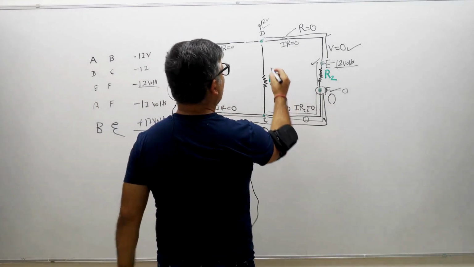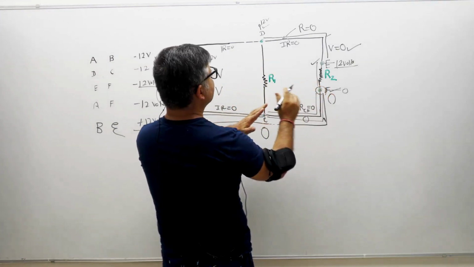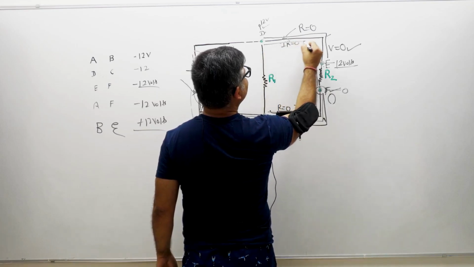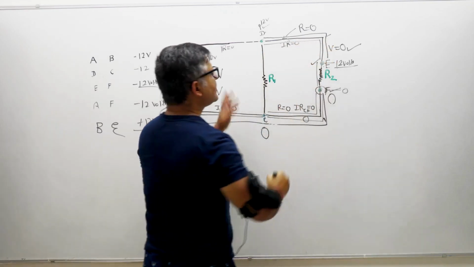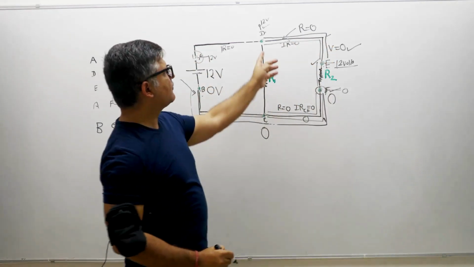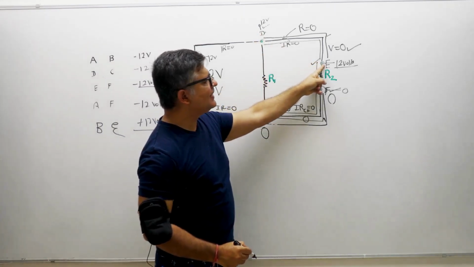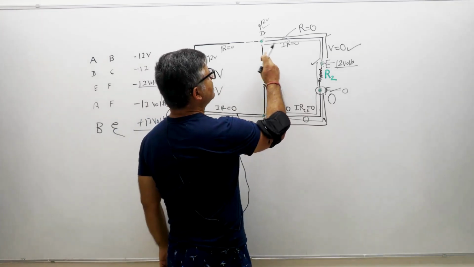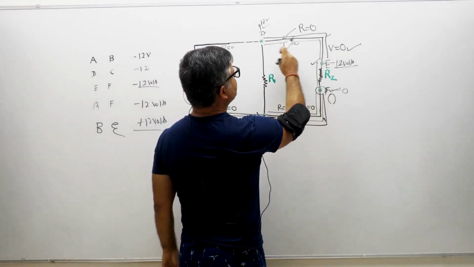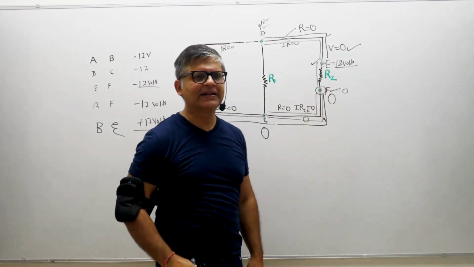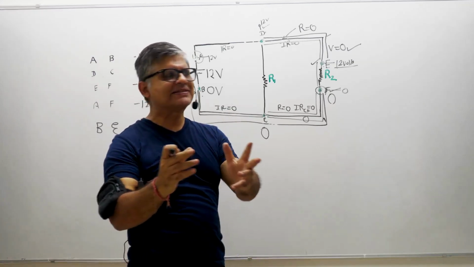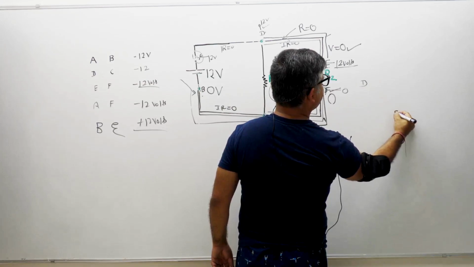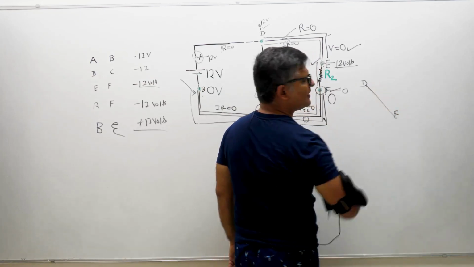Let me give you one more example. From D to E, on this wire, there is no potential drop. Therefore, the potentials of D and E are identical. I can directly draw a wire and connect them. This whole rectangle structure is just a way to represent a circuit. Otherwise, from D to E, you can also draw a straight line.